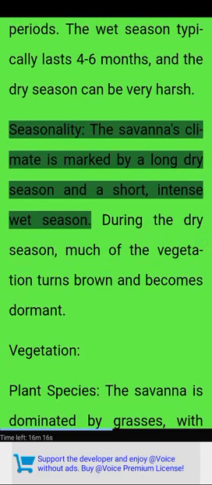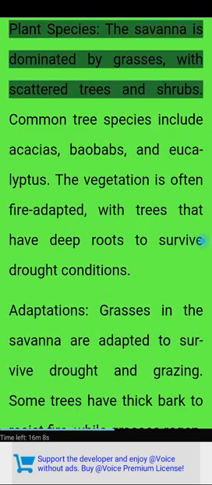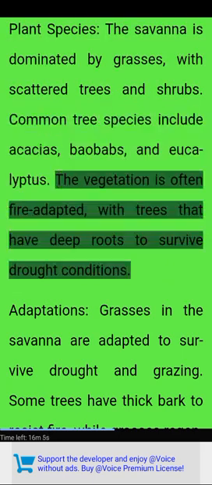Seasonality. The savanna's climate is marked by a long dry season and a short, intense wet season. During the dry season, much of the vegetation turns brown and becomes dormant. Vegetation. Plant species. The savanna is dominated by grasses, with scattered trees and shrubs. Common tree species include acacias, baobabs, and eucalyptus. The vegetation is often fire adapted, with trees that have deep roots to survive drought conditions.